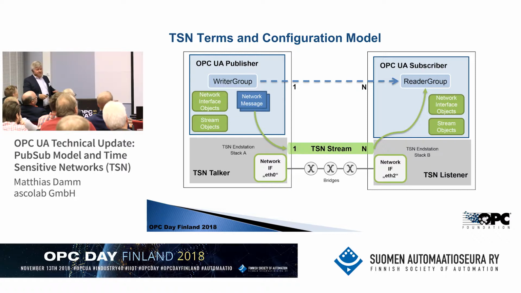But what we need in the configuration model is representations for the network interface. So maybe you need to select the network interface, or maybe you need information about the capabilities of the network interface for scheduling purposes. So the network configuration needs information about the network interface. And then we also need representation of the stream objects to link the writer groups, the sending, to the streams, and also on the receiver side.